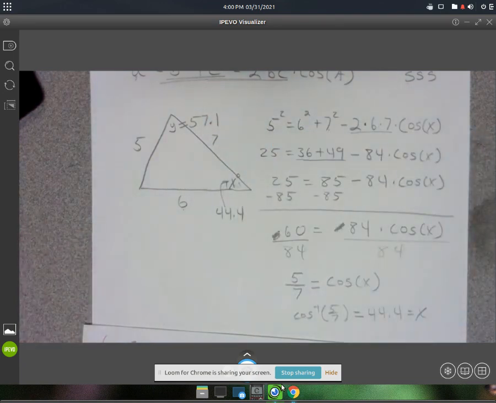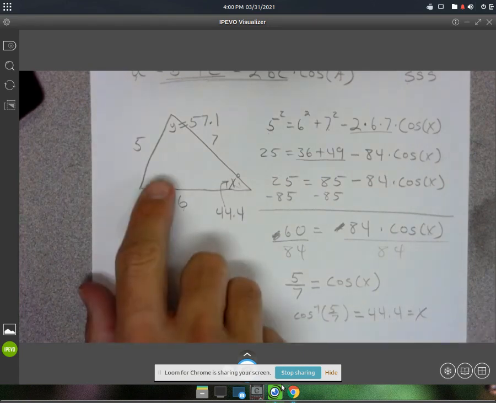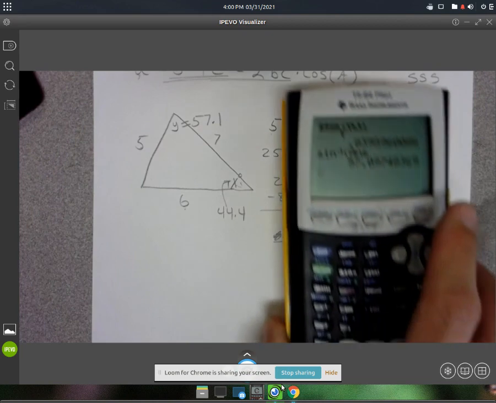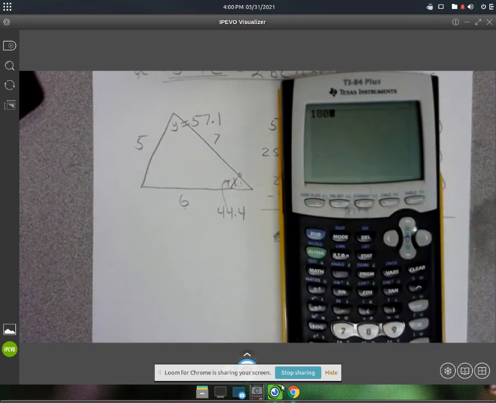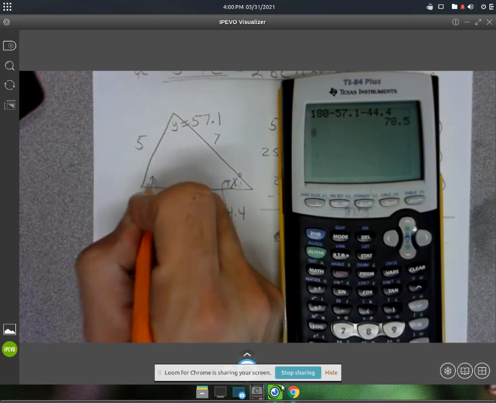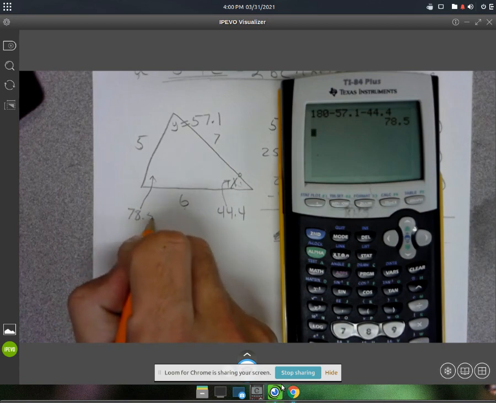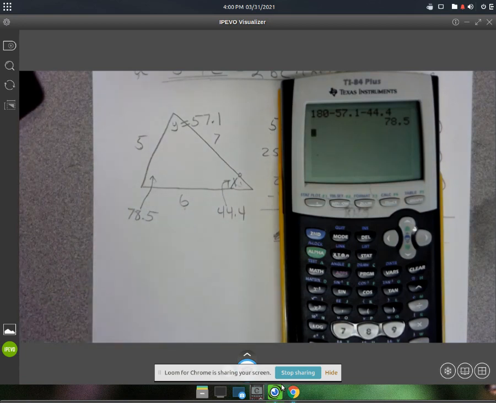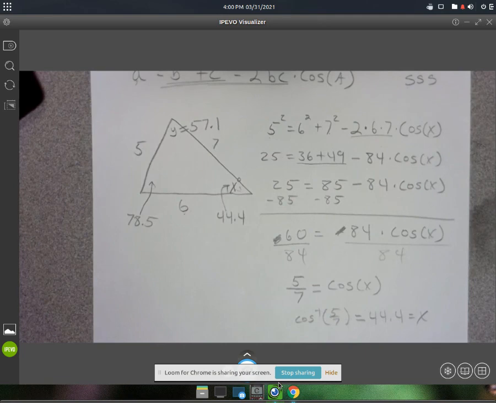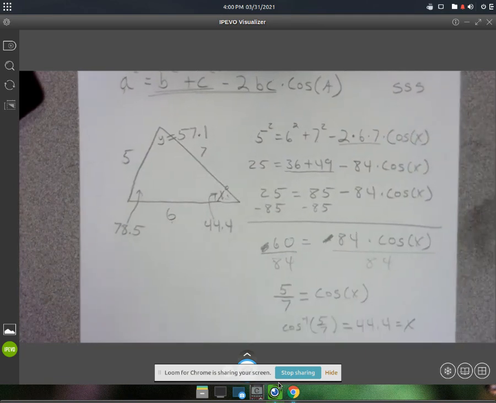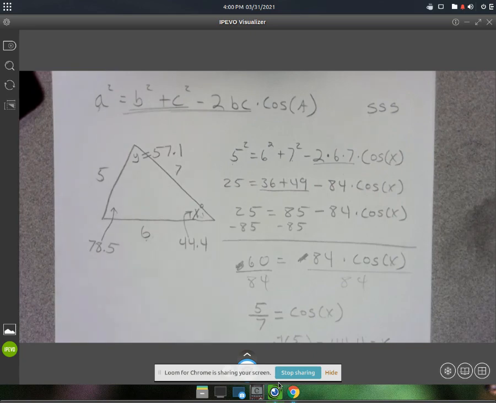Got it. And then from here, you could use the law of sines again or the law of cosines again, but we know that all three of these angles have to add up to 180. So let's just do it that way: 180 minus 57.1 minus 44.4. So this last angle has to be 78.5. There you go. If you've got a triangle and you know all the sides, you can use the law of cosines, set up a big old nasty equation, and work it out from there.